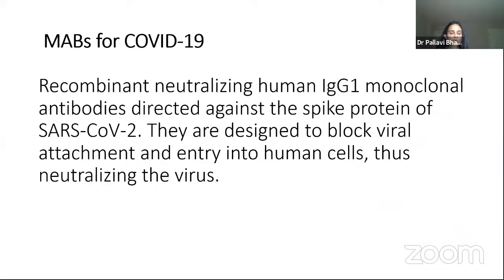So what are monoclonal antibodies for COVID-19? They are recombinant neutralizing human IgG1 monoclonal antibodies, which are directed against the spike protein of the SARS-CoV-2 virus. By design, they block the viral attachment and entry into the human cell via the ACE2 receptor. And they neutralize the virus, and they are mimicking the natural immune response. And then the antibody-antigen complex would be cleared.